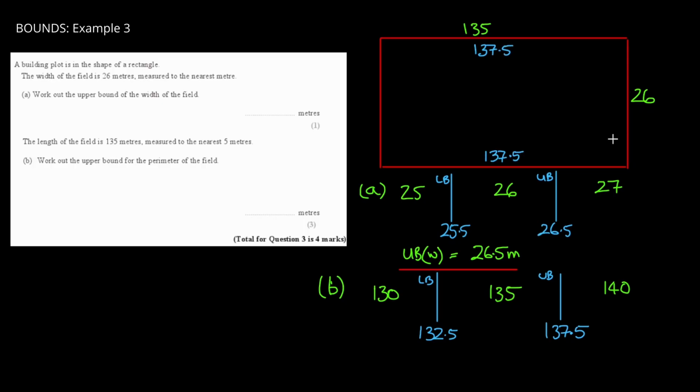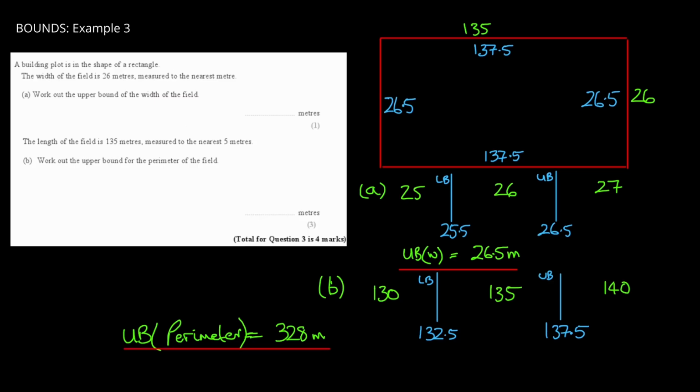And these two sides, the width of the field, must be two of these. So this is 26.5. And this is 26.5. And if we add them all up, we'll get that the perimeter is equal to 328 metres. And that's your answer.